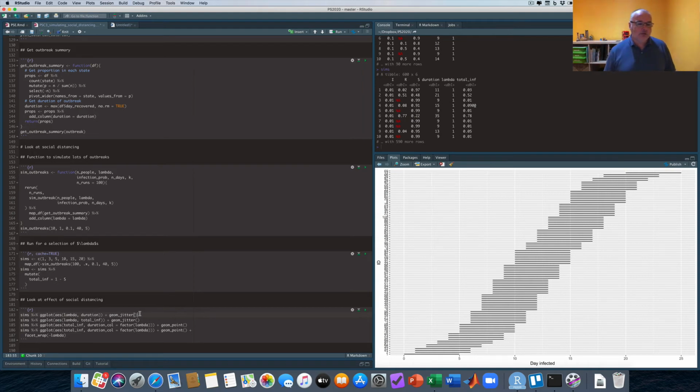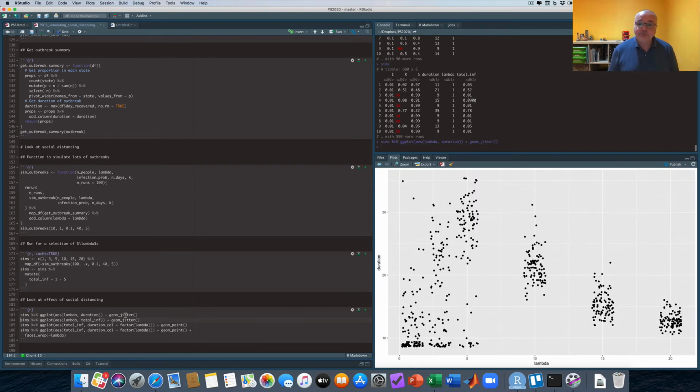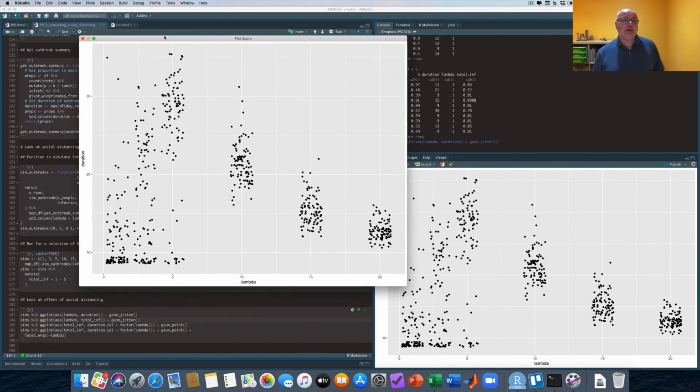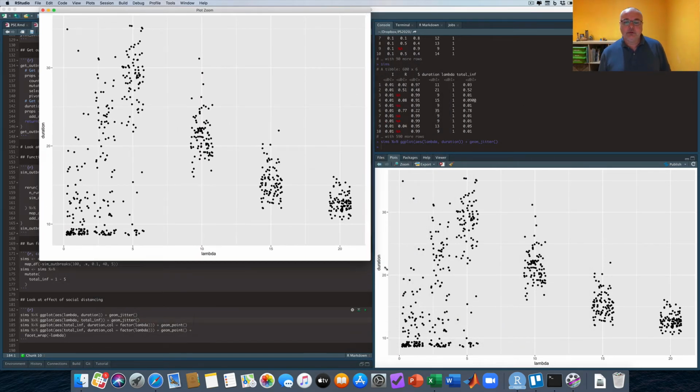Let's have a look. So what we're going to do is put lambda on the x-axis and the duration on the y-axis, and we're going to just move the points because you'll get a lot of points that all sit on top of one another. So geom_jitter just spreads them out so you can see them. So let's zoom in and look. So what we're seeing here, is it what you expected?